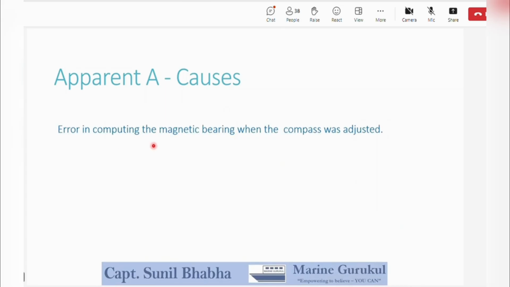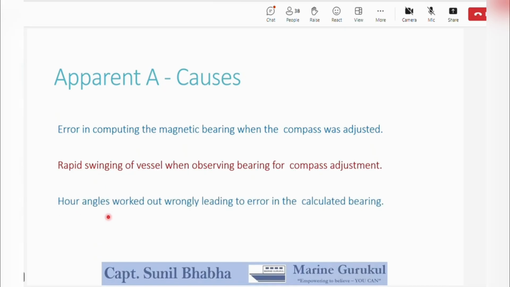Further reasons could be error in computing the magnetic bearing when the compass was adjusted, or rapid swinging of the vessel when observing the bearing for compass adjustment. It is recommended that whenever we are doing the compass adjustment, the vessel should not be swung rapidly. It should be steadied on a particular heading before noting down the deviation. Or R angles worked out wrongly leading to error in the calculated bearing. We usually obtain the compass error by calculating the azimuth by the ABC method. So if the method has been worked out wrongly, it will lead to a wrong deviation being noted down. And if we use that wrong deviation, it will give us wrong bearings or wrong heading of the ship. There could be many other reasons also. Any reason other than magnetism which leads to a constant error on all the headings falls under the category of apparent A.